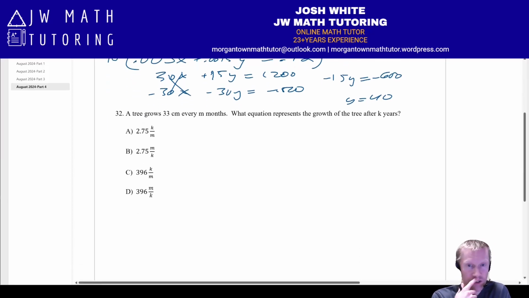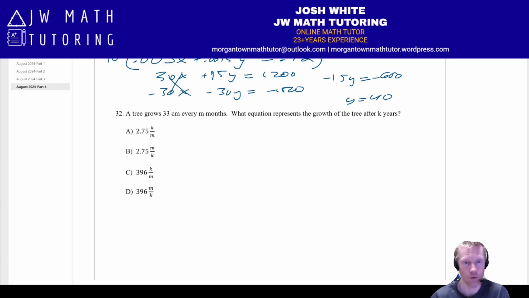Okay, the next question, you have a tree growing at a certain rate, but it's in terms of months, but they want to know the growth in terms of years, and they have a bunch of variables here. We have M and K and everything. So there's two ways you could do this one. First, I'll show you the theoretical solution behind this, and then I will show you how you could solve it using picking numbers.